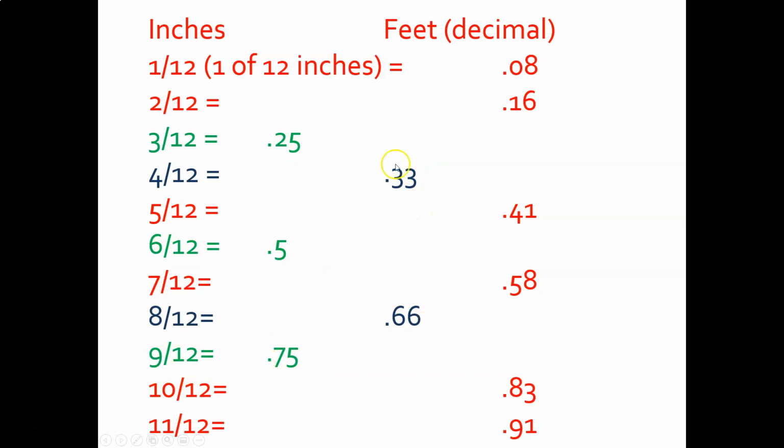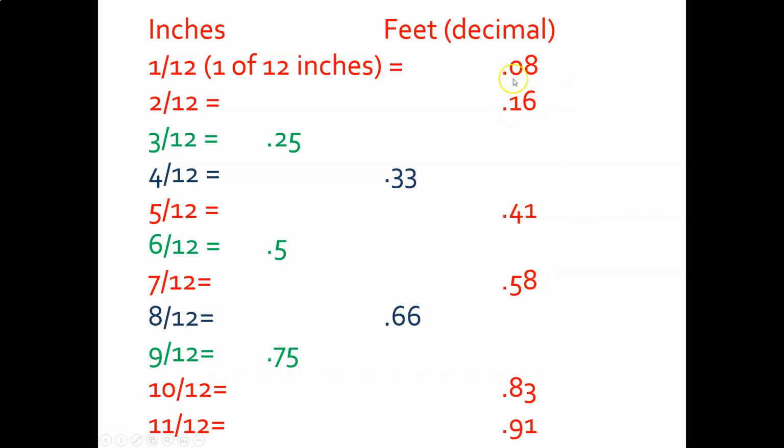Then I remember these two as being thirds. 4 is 1/3 of a foot, and 8 is 2/3 of a foot. So these are the ones that we use the most. These more odd numbers are just not as common, and they're all based on 0.08.